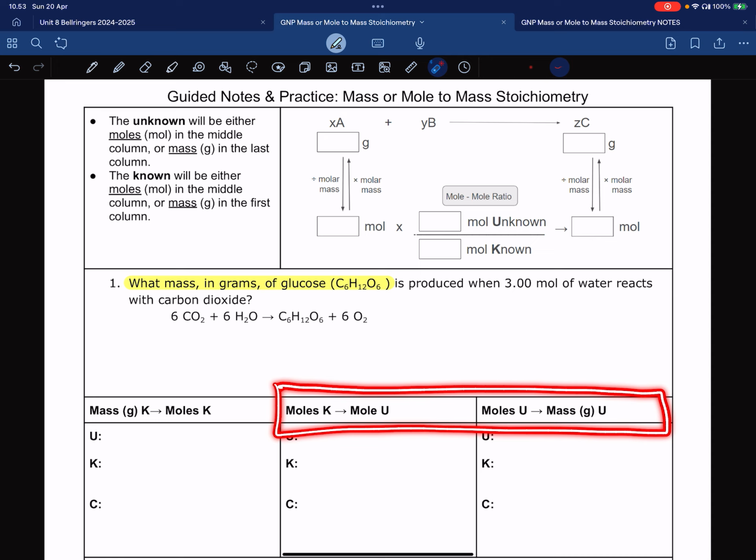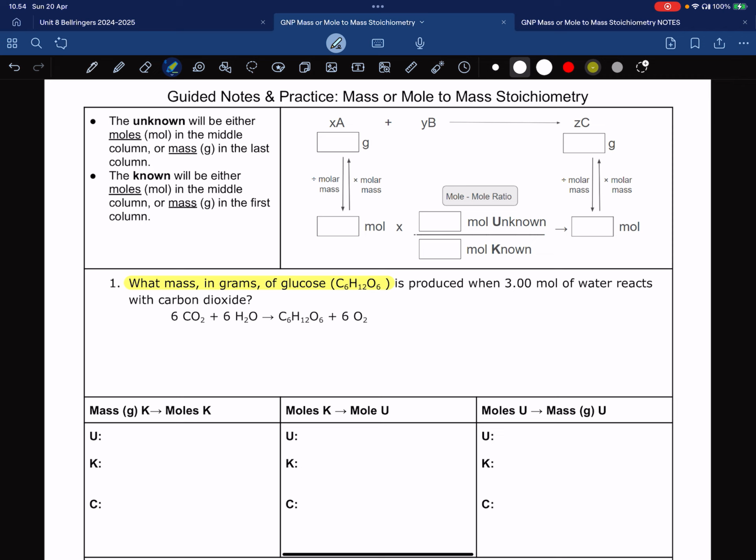So your unknown is always going to be either here or here. Well, clearly, mass in grams of the unknown is right there. So there is our unknown, and we can put a question mark. Our unknown is grams of C6H12O6.